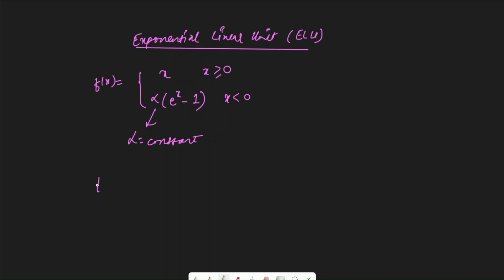If we had to find the derivative of this exponential linear unit function, then the derivative would be equal to 1 when x is greater than or equal to 0, and it would be equal to ELU of x plus alpha when x is less than 0. If we had to plot both of these in a graph, then this would look something like this. So this is our y-axis and x-axis.